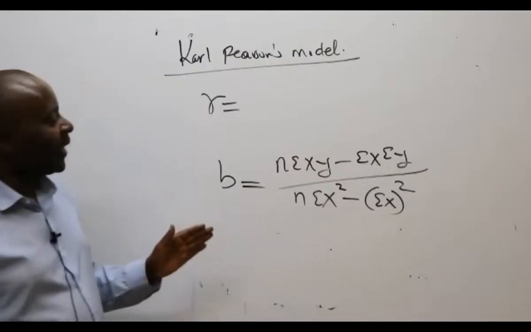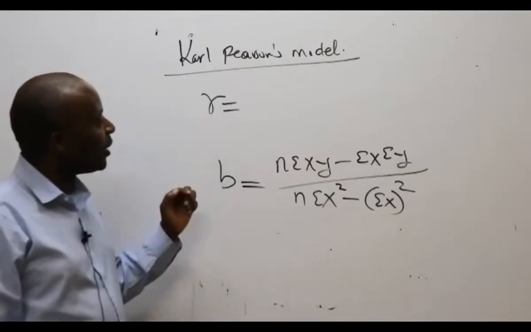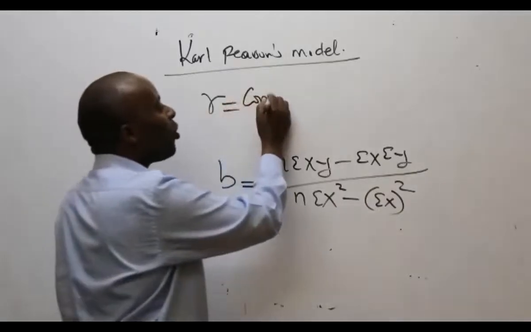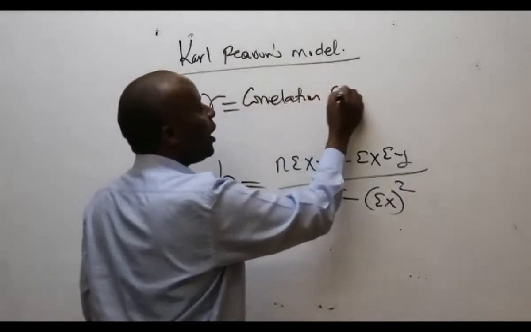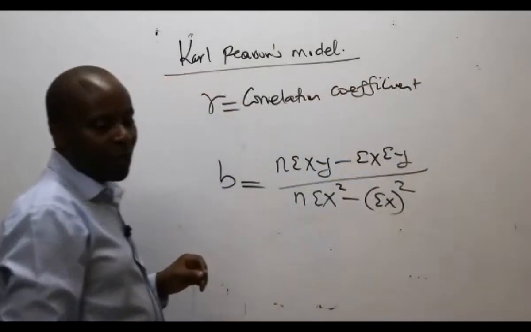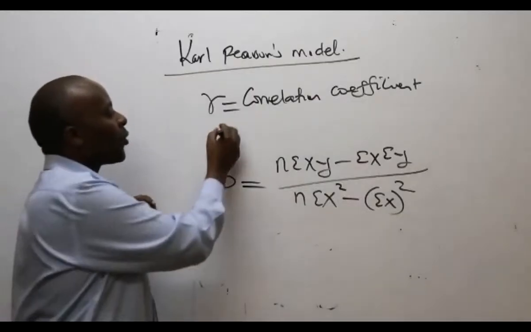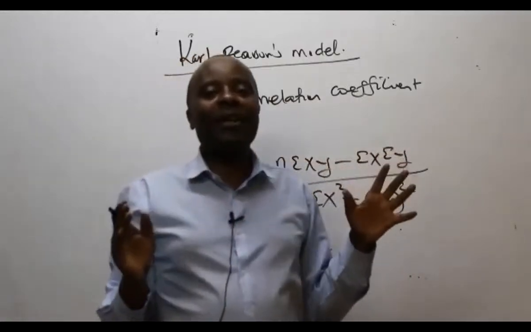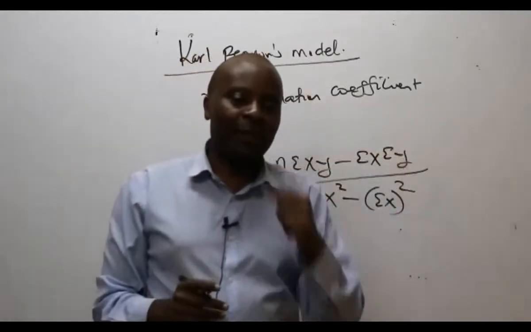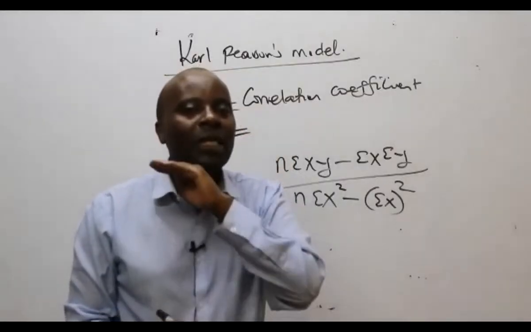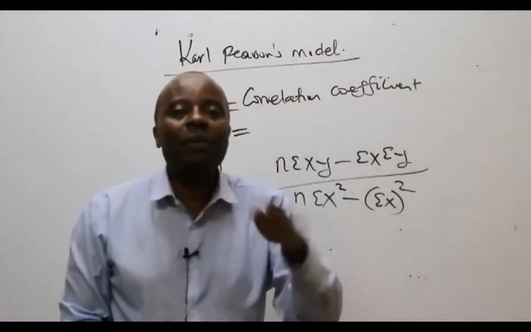Now, ladies and gentlemen, listen to me very well. Now come and get R. R stands for what we call the correlation coefficient. So when you tell me to give you the correlation coefficient, I may forget about so many things, but there is one thing that I will never forget: that the numerator of R and the numerator of B are the same.